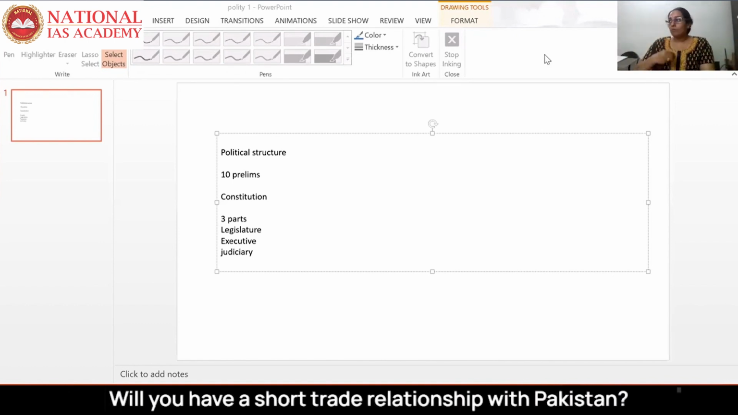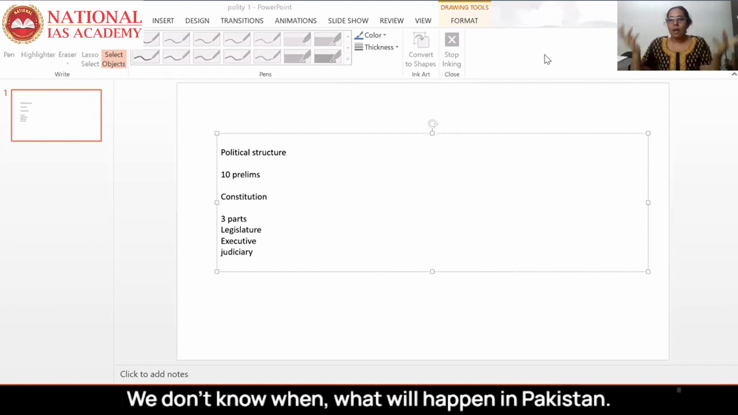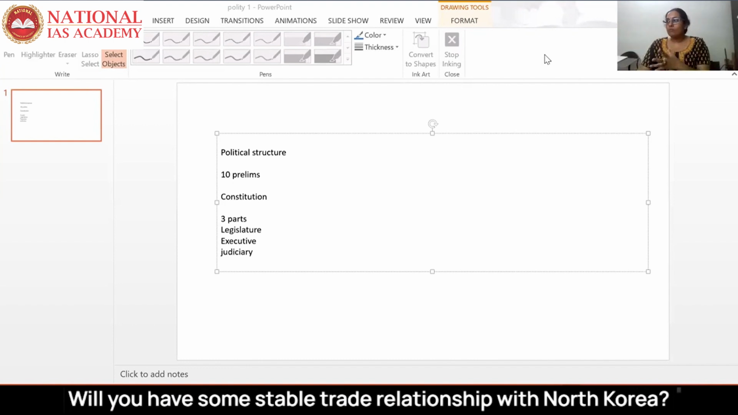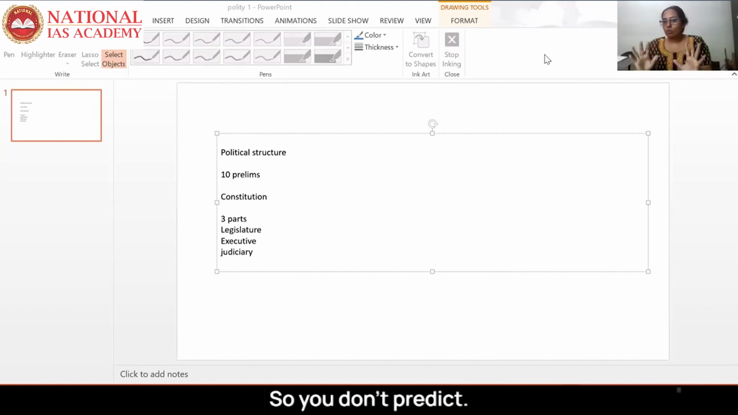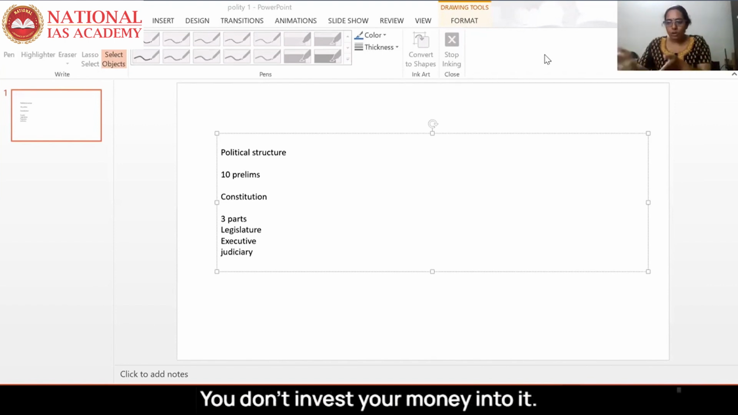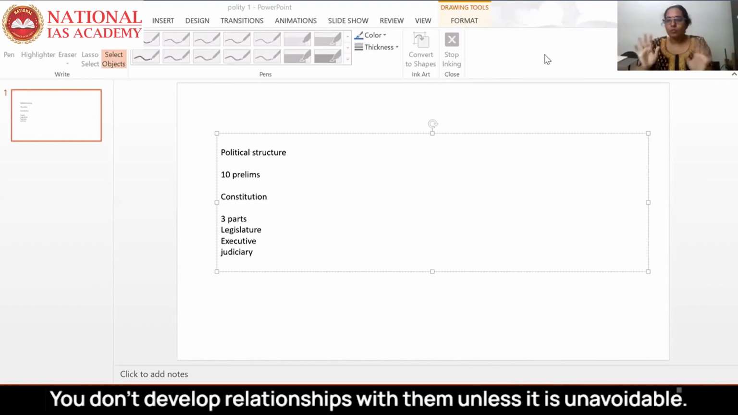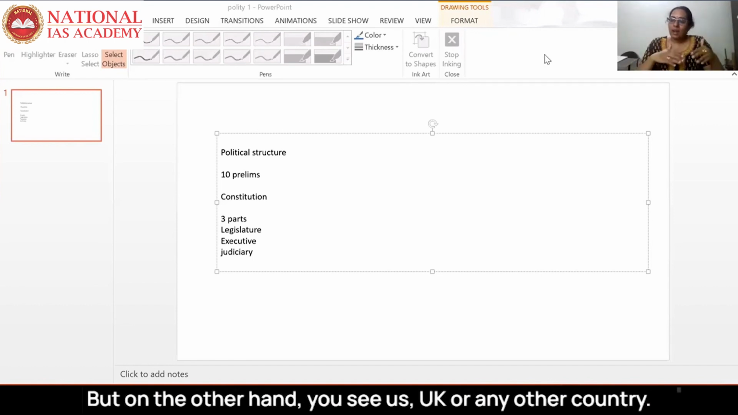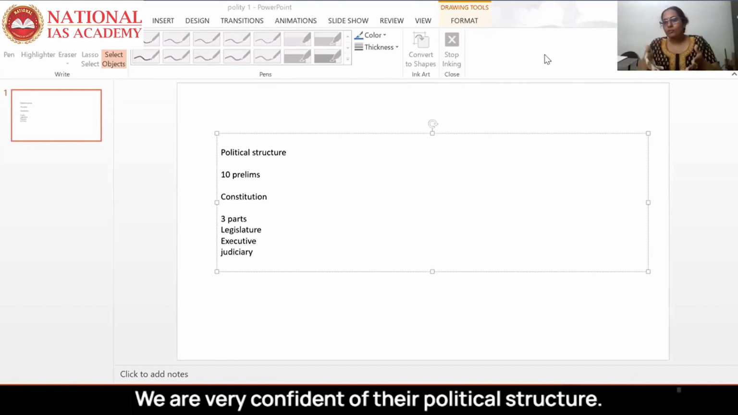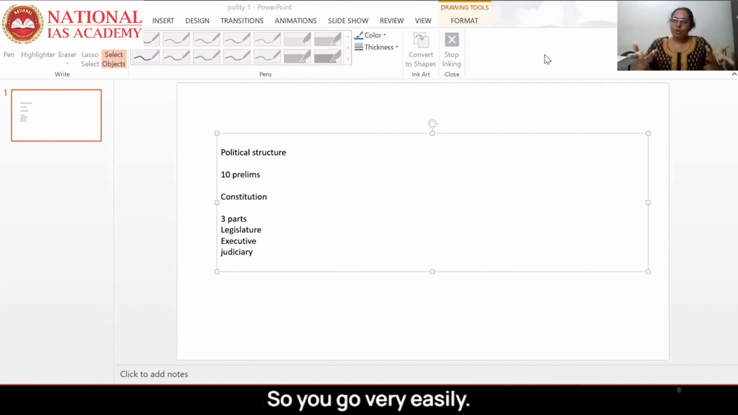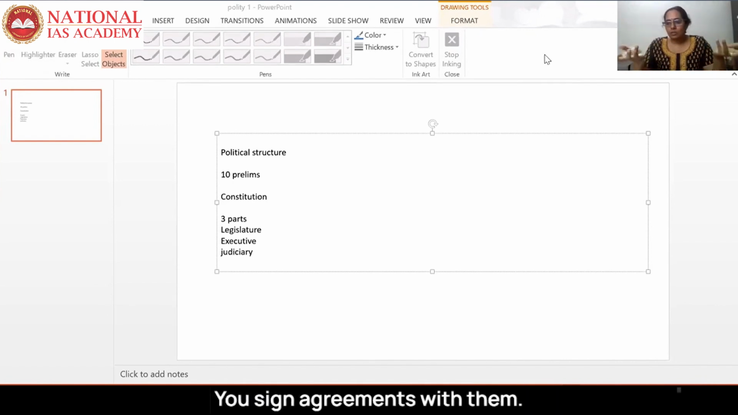Will you have an assured trade relationship with Pakistan? We don't know what will happen in Pakistan. Will you have some stable trade relationship with North Korea? We don't know. So you can't predict, you don't invest your money into it, you don't develop relationships with them unless it is unavoidable. But on the other hand, you see US, UK, or any other country, we are very confident of their political structure. So you go very easily, you sign agreements with them.